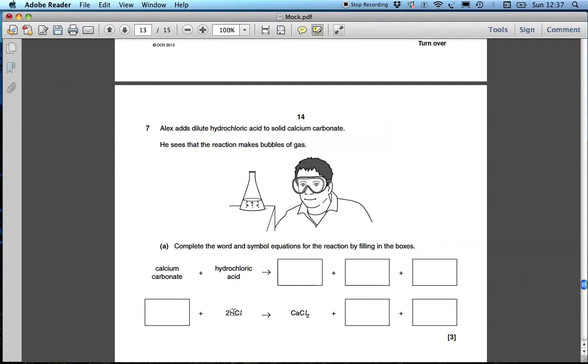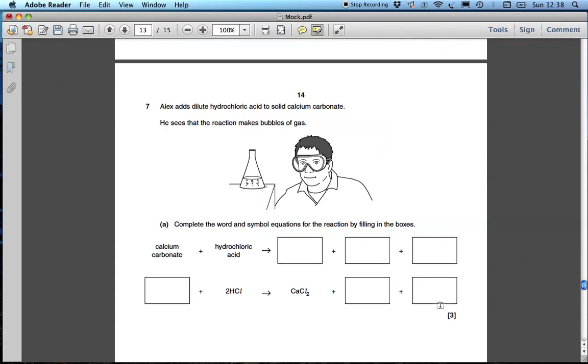Plus 2HCl goes to CaCl2, which is calcium chloride. And then we had water, which is H2O, and carbon dioxide, which is CO2. You must learn those general equations. Acid plus metal goes to salt plus hydrogen, acid plus alkali goes to salt plus water, and acid plus a carbonate goes to salt, water and carbon dioxide.